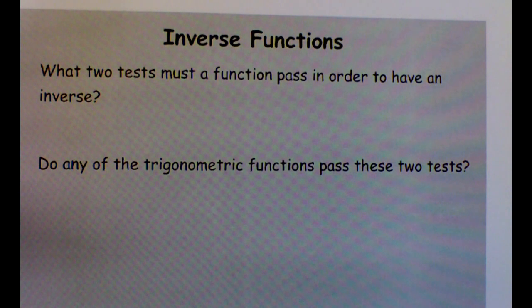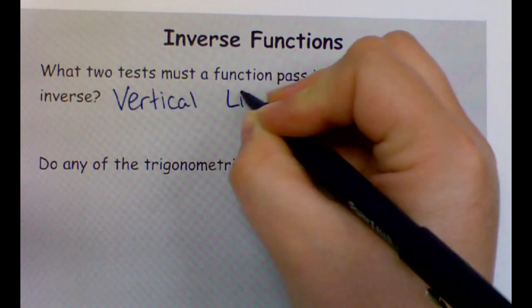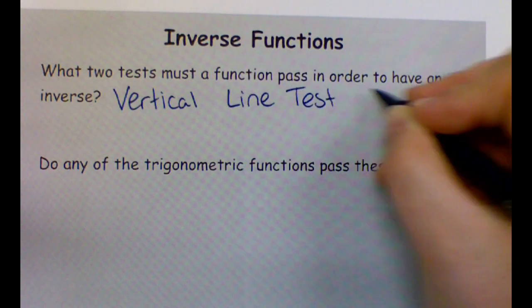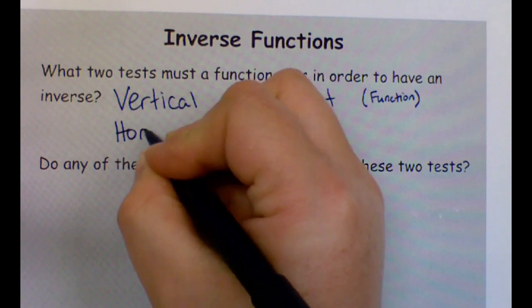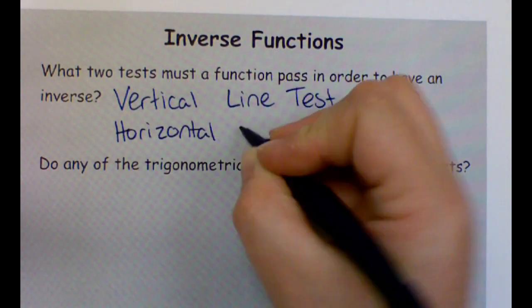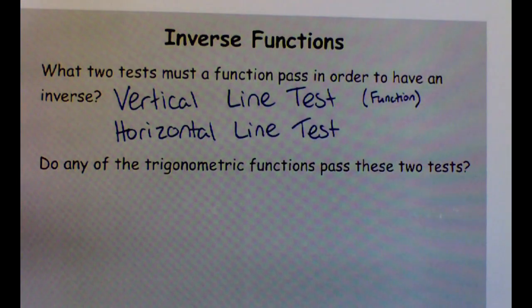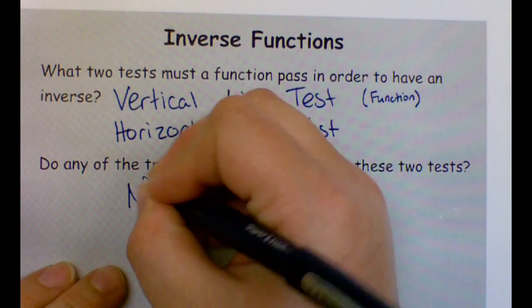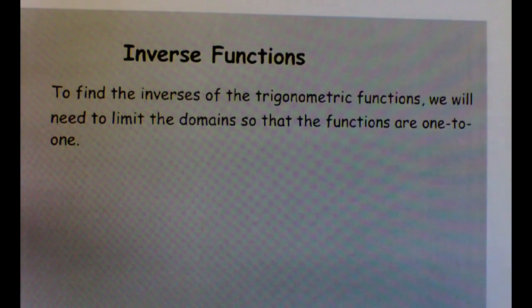Remember that there are two tests to tell that a function has an inverse. The vertical line test, that tests to see if it's even a function, and the horizontal line test. Now the question here is, do any of the trig functions pass both of those tests? And the answer is no. They all pass the vertical line test, but none of them pass the horizontal line test because they repeat.